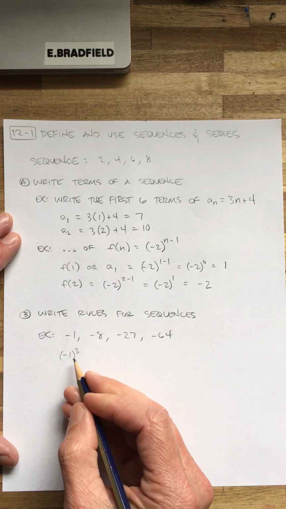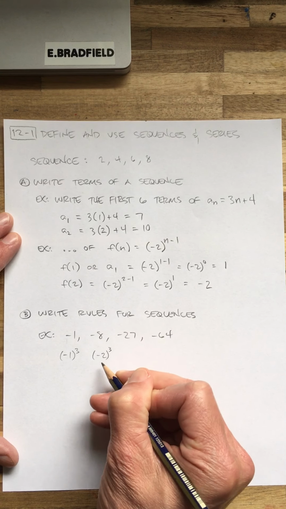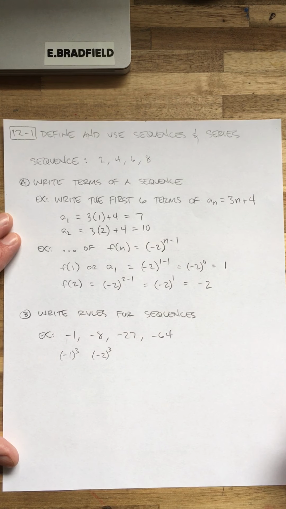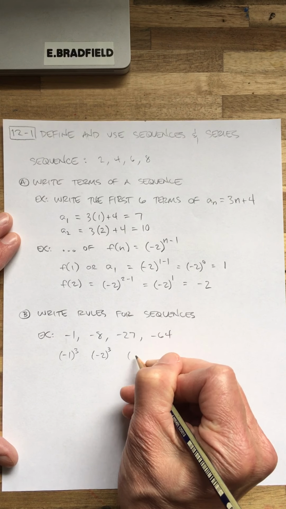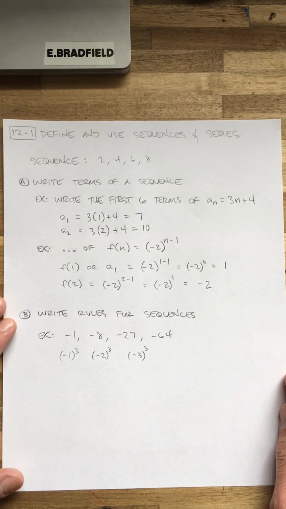Okay, isn't negative 1 cubed negative 1? Isn't this guy right here negative 2 cubed? Negative 2 times negative 2 times negative 2, that gives you negative 8. Isn't this guy right here negative 3 cubed? That gives you negative 27.